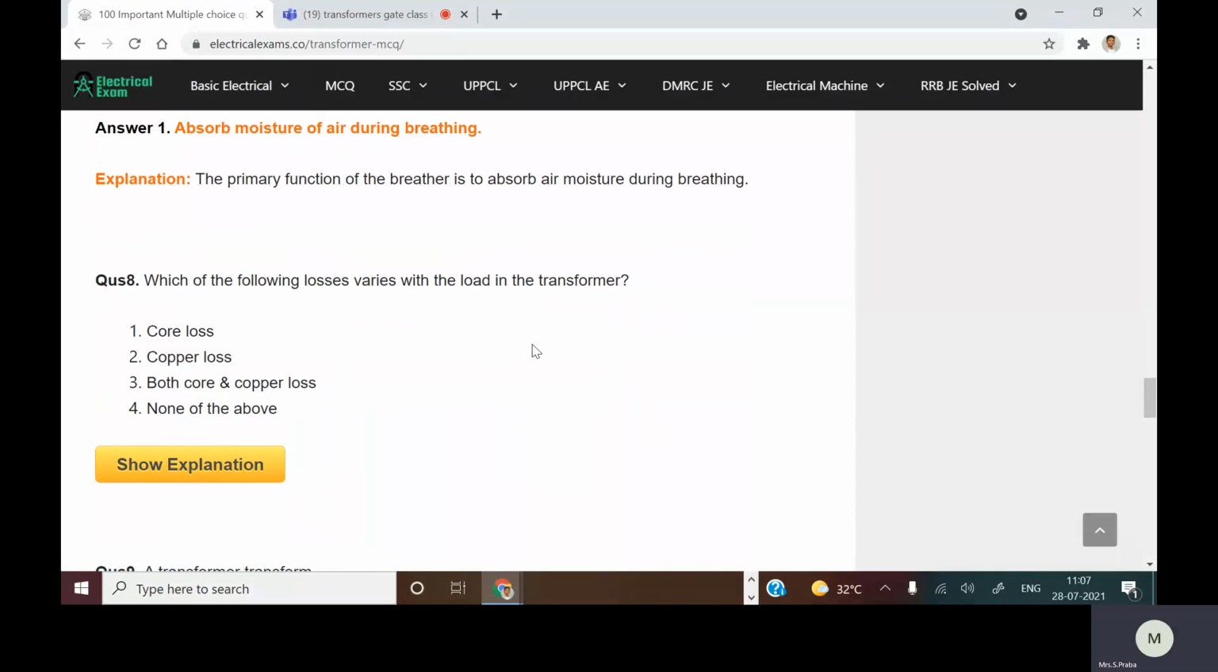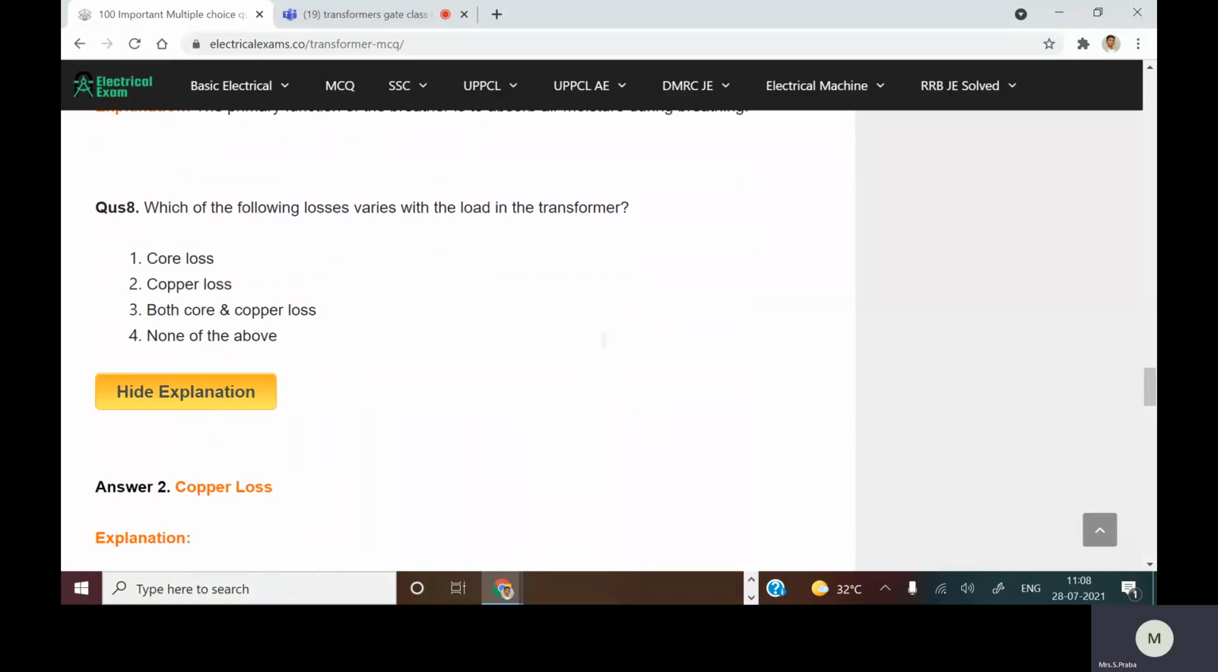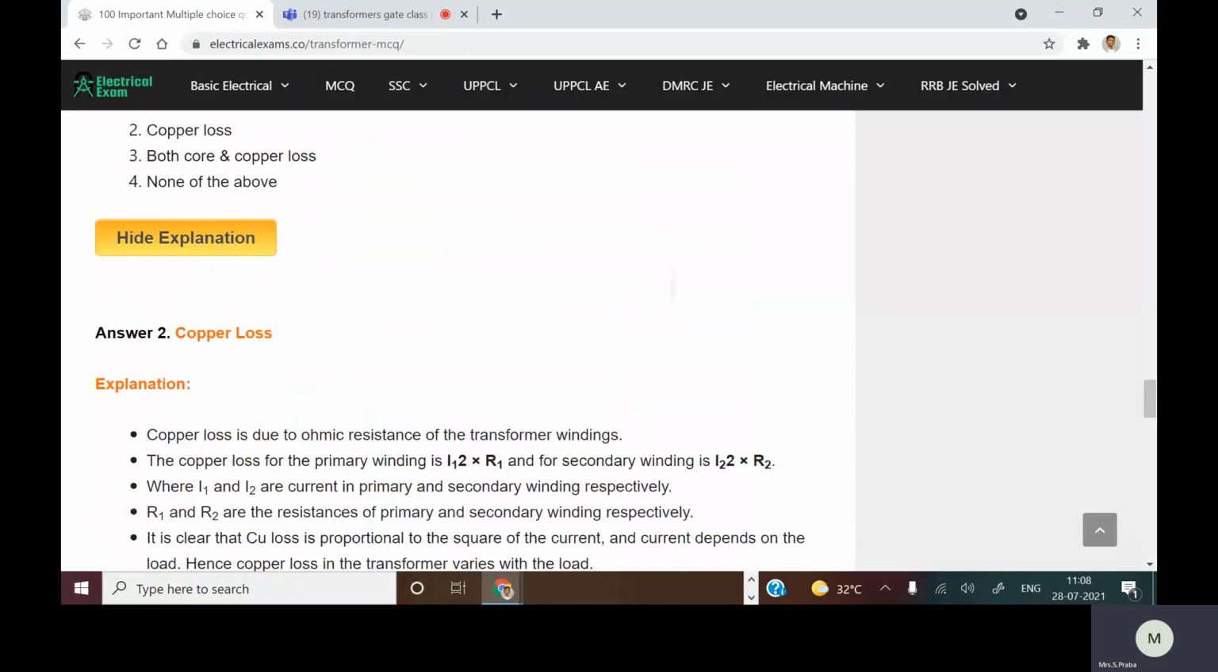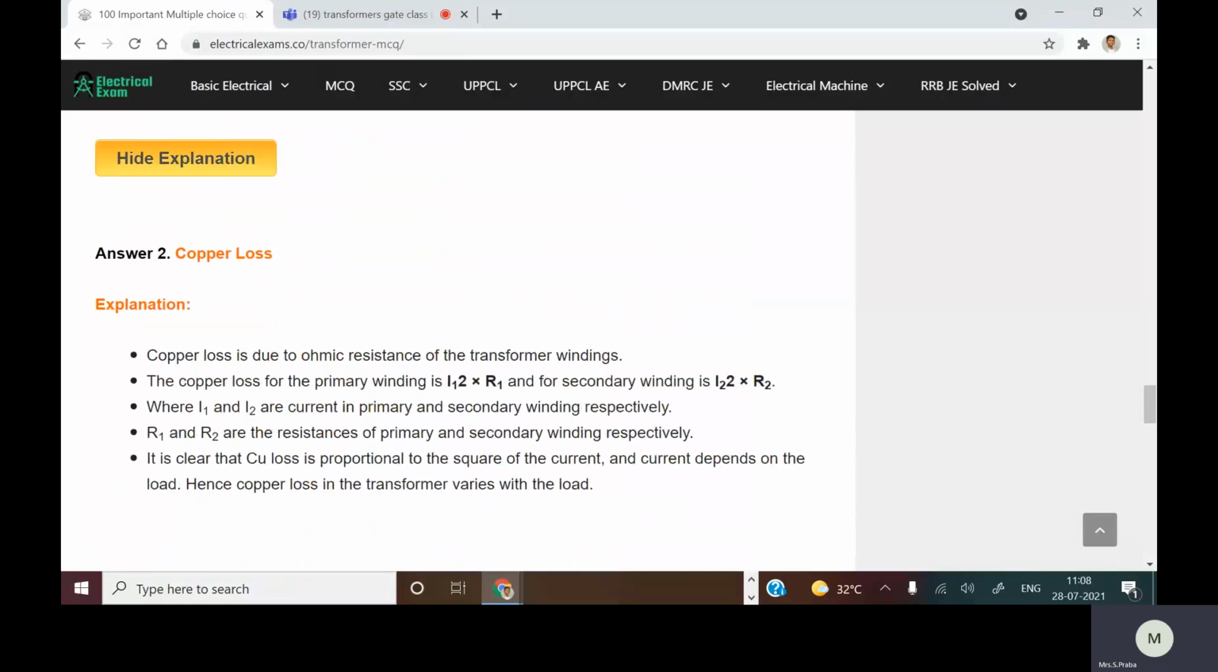Let's see the explanation, then I'll show you what the losses are. Copper loss. Copper loss varies with the load in the transformer. I have given the explanation also. Copper loss is due to the ohmic resistance of the transformer winding. We know that because of the ohmic resistance, copper losses occur. I square R is also a loss.